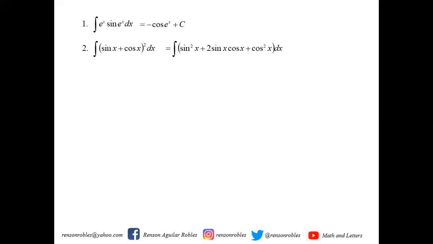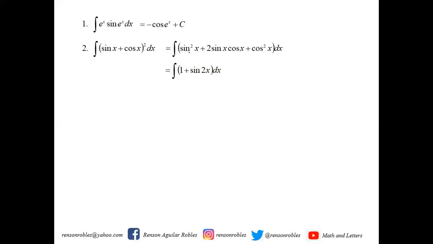And that will lead us to the square of the first, that's sine squared x, twice the product of the first and the second, that's 2 sine x cosine x, plus the square of the second, that's cosine squared x. And you know that sine squared x plus cosine squared x, by the square identity, is equal to 1, and 2 sine x cosine x is equal to sine 2x by the double angle identity. So we shall have the integral of 1 plus sine 2x.